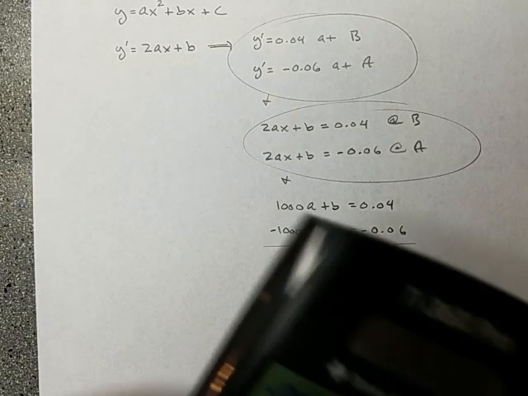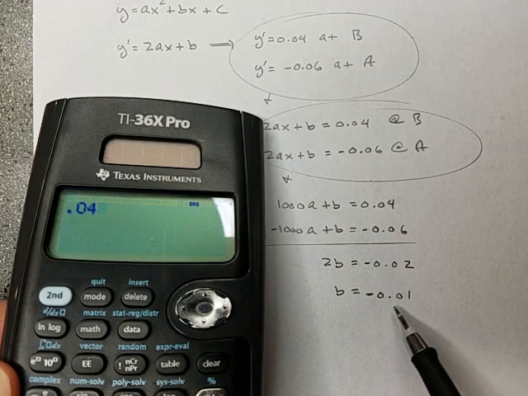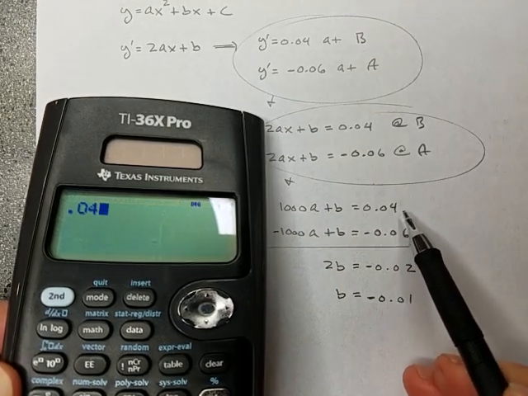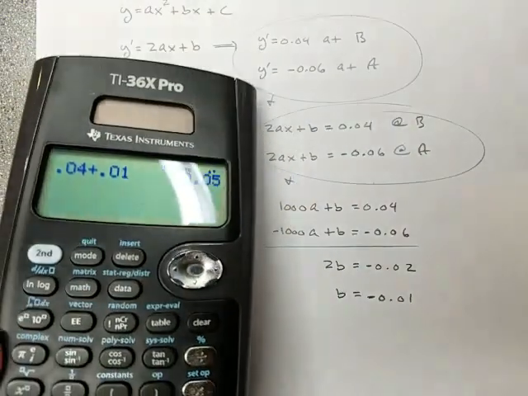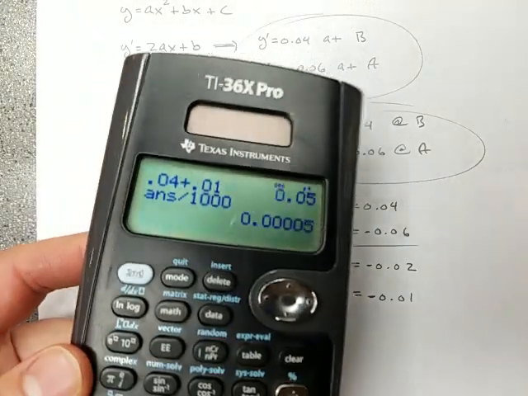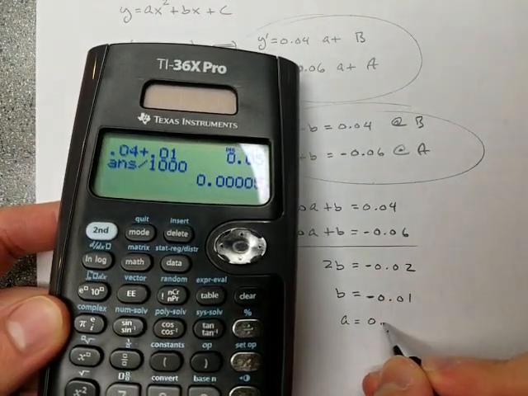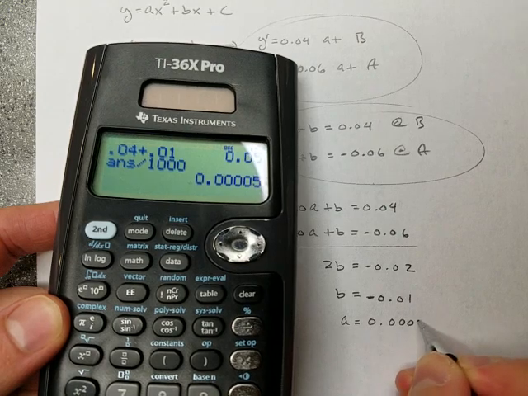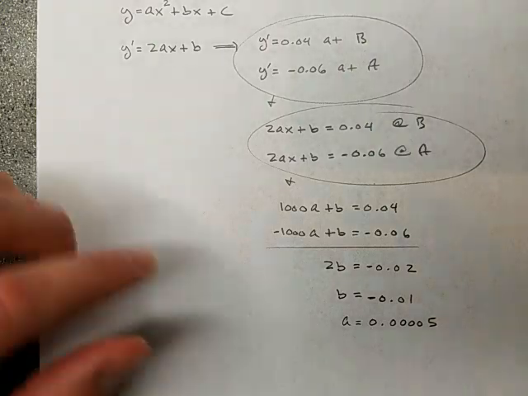I get 0.04, all right, and I'm going to put B in. B's negative 0.01. I'm going to move that over. That's going to be plus 0.01. So I get 0.05, and I'll divide by 1,000. And I get this number. A is 0.004, zeros, and then a 5. Okay? All right, so there's A and B.